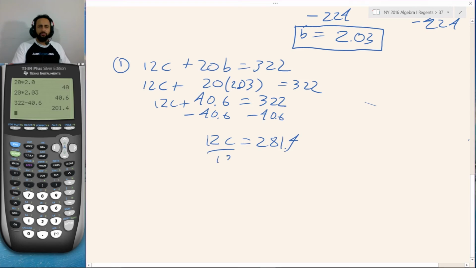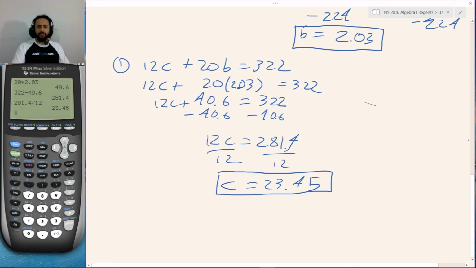281.4 divided by 12, and I should get a decimal to the nearest hundredth. So 281.40 divided by 12, and that'll be a nice check of my answer. So C equals 23.45. Because if I made an error, the chances of my answers both being decimals to the nearest penny, exactly to the nearest penny, and not a long decimal and not a repeating decimal, is very minuscule. So very likely I got these answers right.